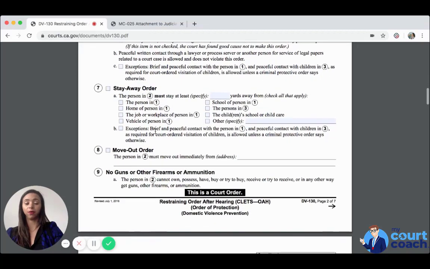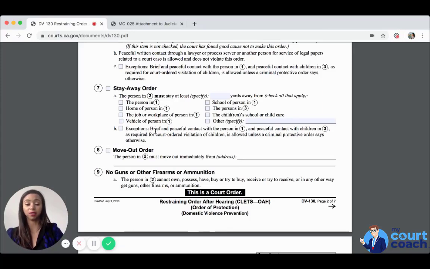So the stay away order. The person has to stay at least X amount of yards away from the person, home, job or workplace, vehicle, school, persons, and 3, children's school or childcare, and any other location that is not necessarily a public location. And again, this mirrors what is on your request for a domestic violence restraining order.